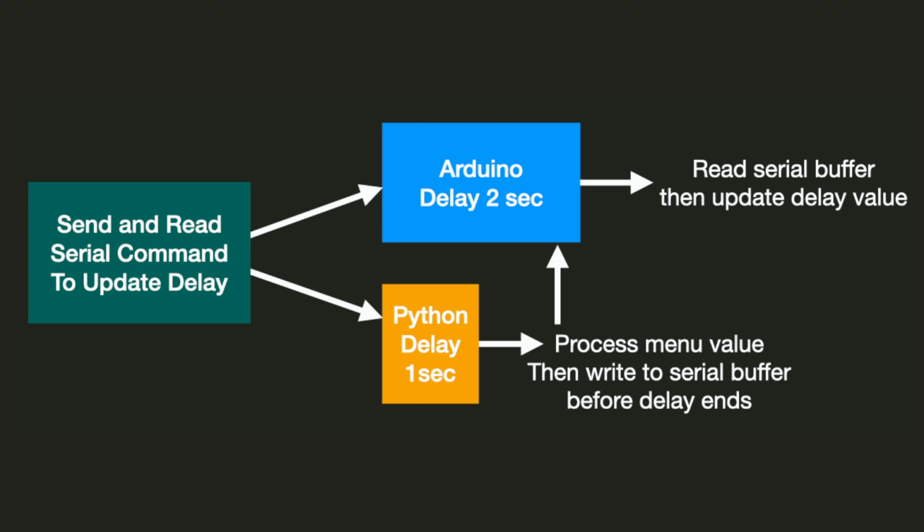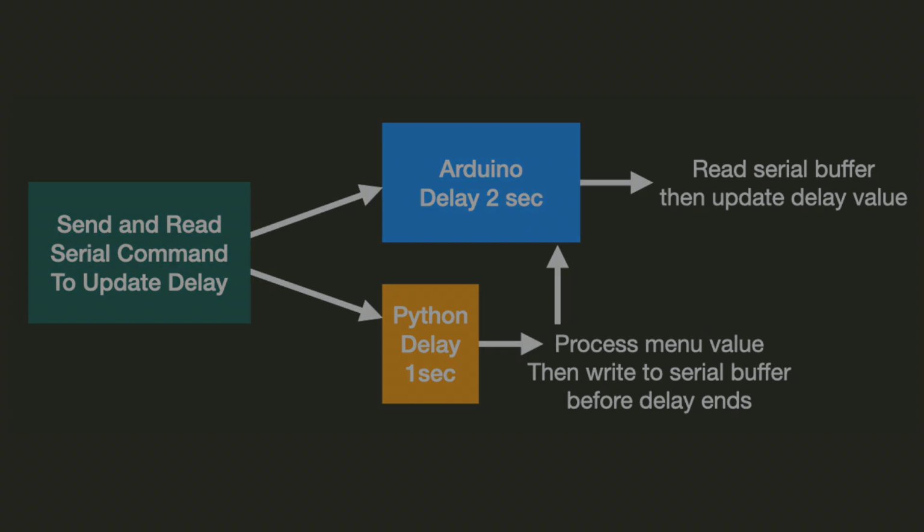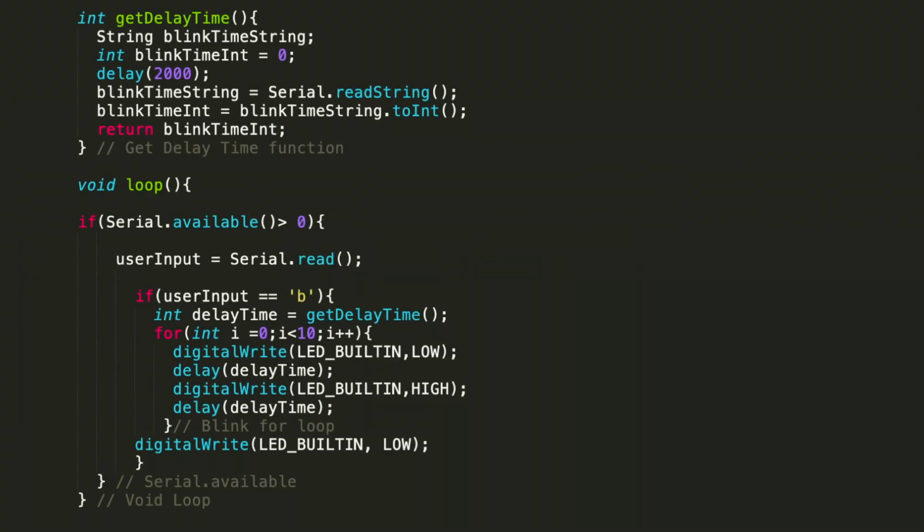The next instruction in the Arduino code after the 2-second delay is to read the string that Python provides, which is the value that is selected from the menu option. So the key takeaway is we have to wait for the Python and Arduino code to sync up when we transfer the lowercase b, and then when we actually provide the updated value for the delay.